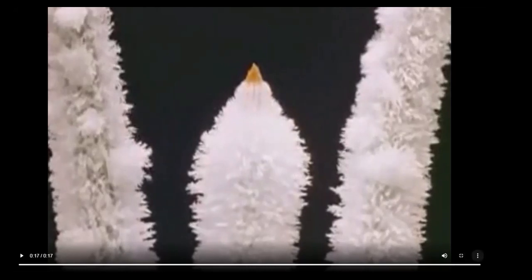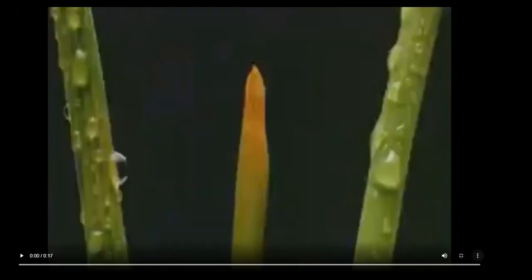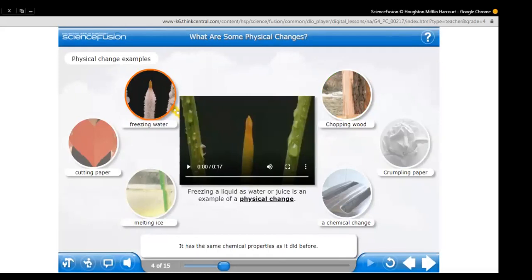Okay, so the first example, the freezing. When you have liquid water and you want to freeze it or make it ice, you put it in the freezer, or in nature it will change from liquid water to ice. So it's only a physical change in the form, only the shape, but it's still water.